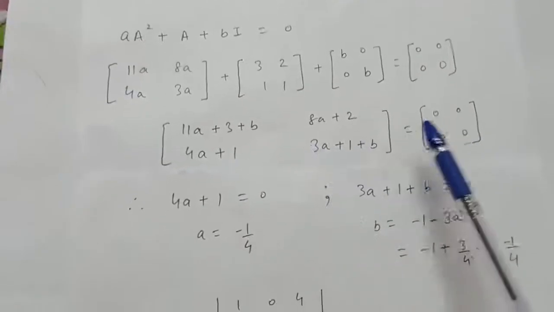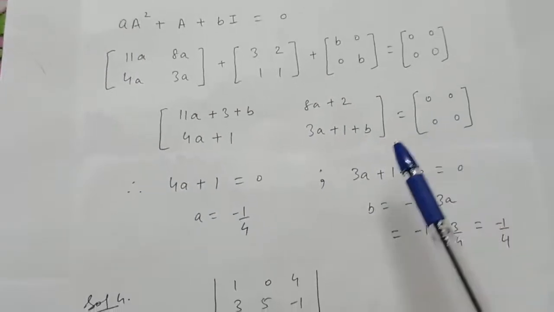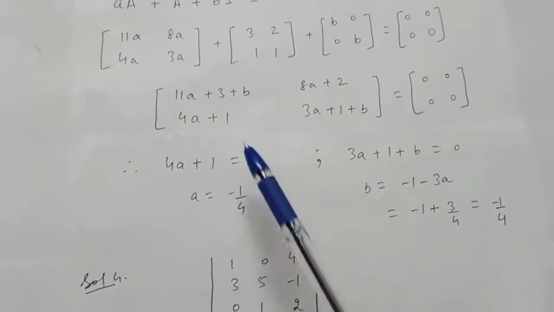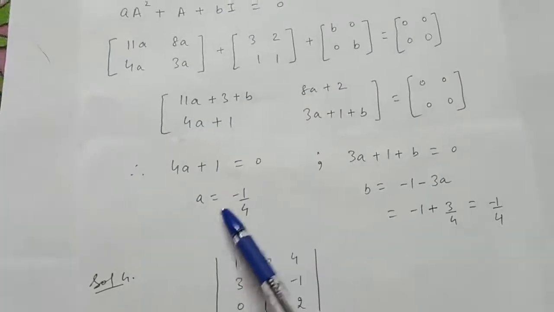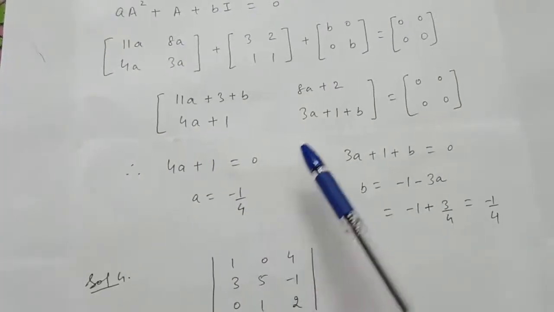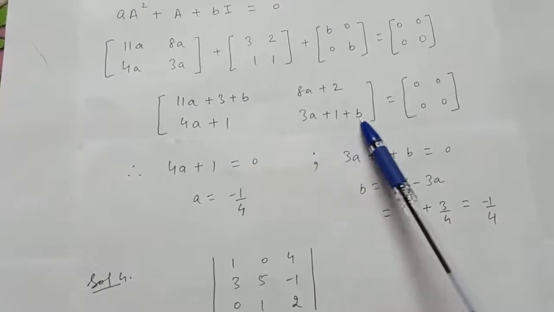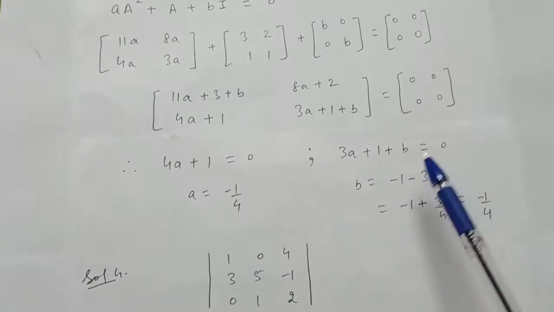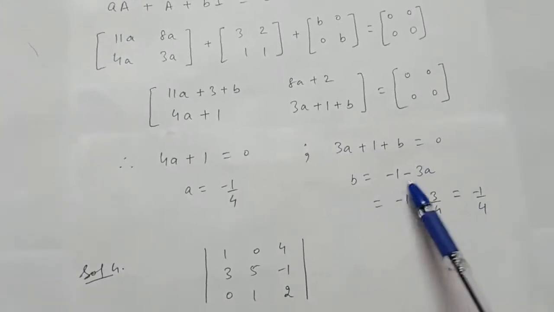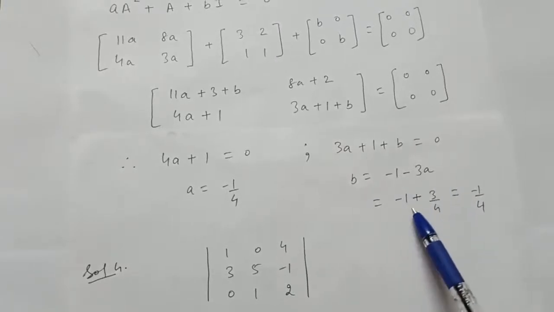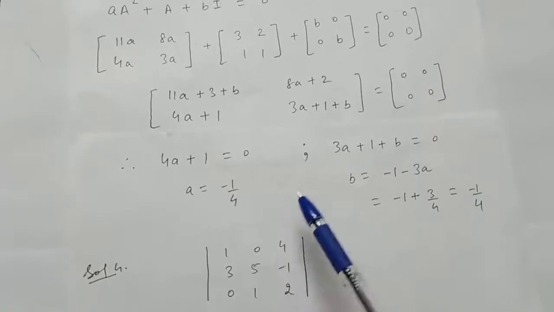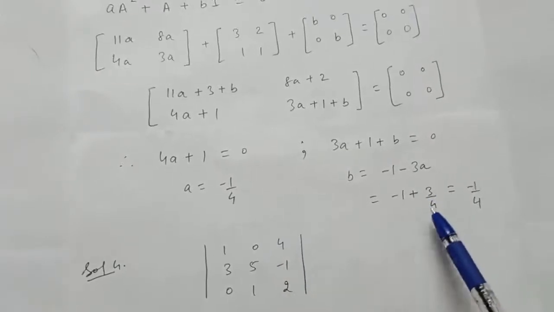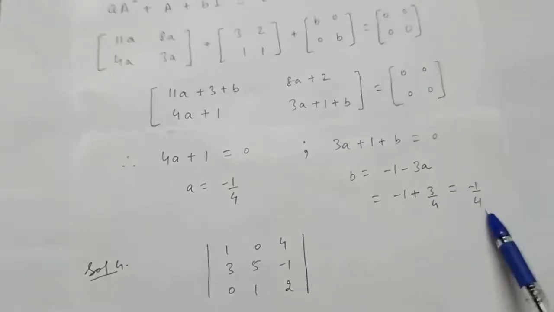Now because these two matrices are equal, corresponding elements will be equal. So 4a plus 1 is equal to 0. Therefore a is equal to -1 by 4. And from here 3a plus 1 plus b is equal to 0. Therefore b is -1 minus 3a. So -1 plus 3 by 4, putting the value of a, which is -1 by 4. So you will get b as -1 by 4.